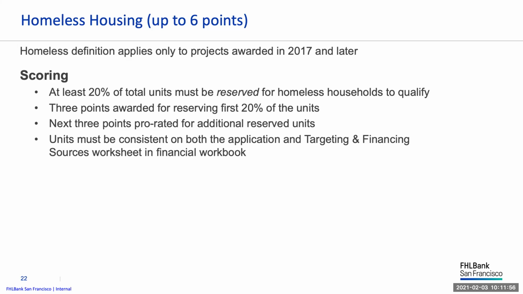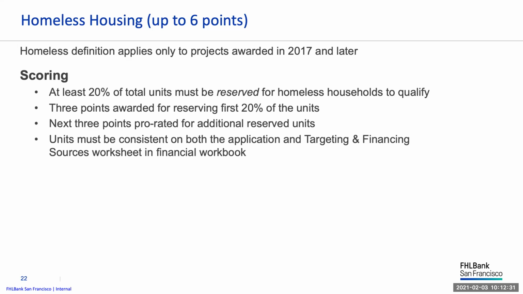Unfortunately, what still does not qualify for points are those at risk of homelessness, such as a person living in an overcrowded condition, living in a hotel or motel not paid by charitable funds, or living in the home of another individual due to economic hardship. For all of the details, including documentation required at initial monitoring, please review the scoring category in the implementation plan. It is important to note that these changes are not effective retroactively and only apply to projects awarded in 2017 or later.